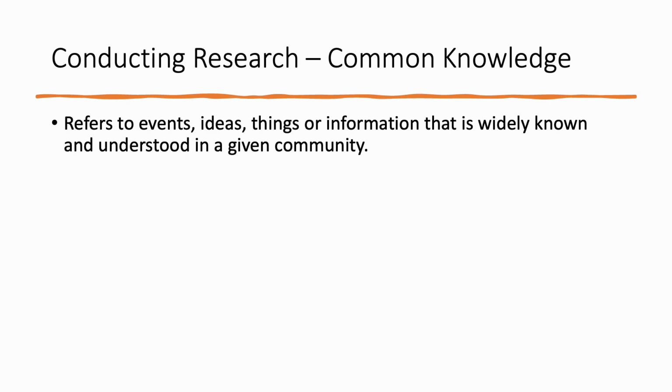One of the ways to go about conducting research is thinking about the common knowledge you have on the topic. This refers to events, ideas, things, or information that is widely known and understood in a given community. It could be information that you know and that you think your audience already knows, so you don't have to conduct additional research on it. It's just information that people commonly know.